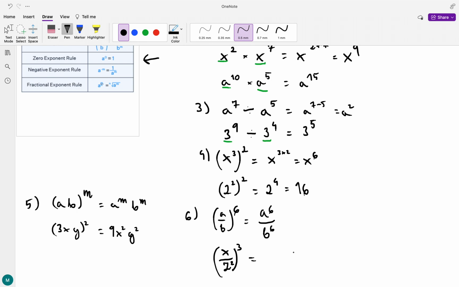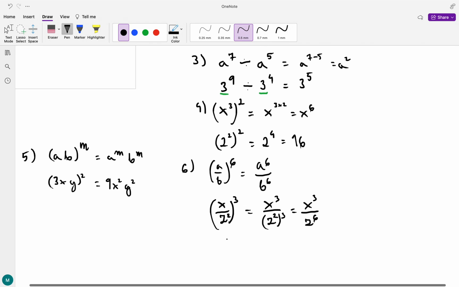So simply distribute the power. Now this one's a little bit more challenging because we have to apply another rule. So on the top we're going to have x to the third, and on the bottom we're going to have z squared to the third power. So what happens when we already have a power and we raise it to another power? We simply multiply the powers. So it's x to the third divided by z to the power of 6.